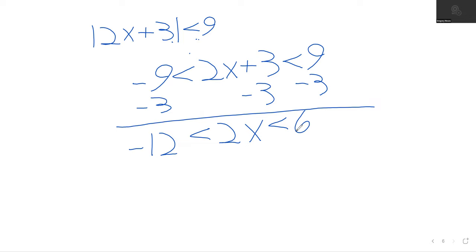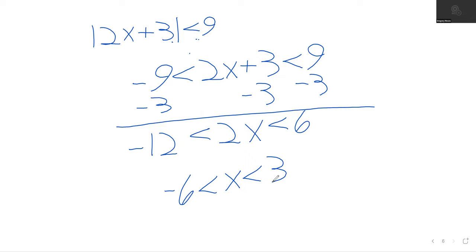What now? Divide each piece by 2. Divide by 2. And just like we were doing yesterday, if we divided by a negative number, it would flip the inequalities. Dividing by a positive number does nothing of the sort. We divide by positive 2. We get negative 6 is less than x is less than positive 3. Questions about this example? Yes.